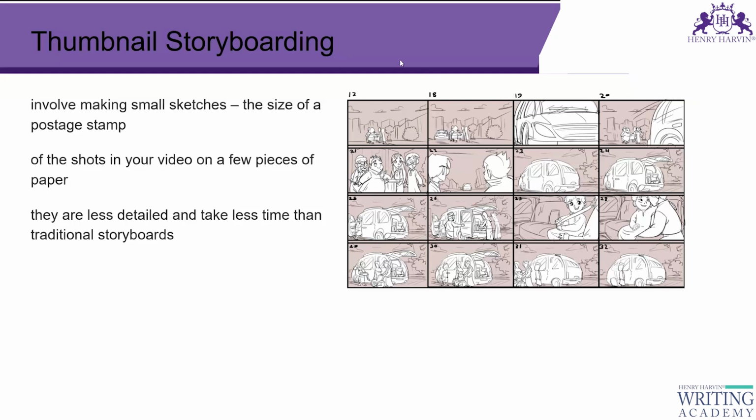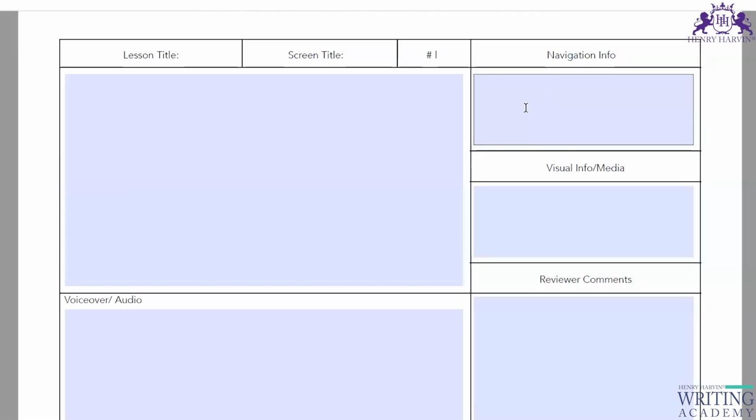So let me show you some examples of text-based storyboarding. Let me share it with you. This is what it looks like. This is a kind of text-based storyboarding: lesson title, what your lesson is all about, any screen title you have, the navigation info, indexing, any visual media you are using that you need to put in, and any voiceover you are using that you need to put in. So this is how text-based storyboarding works.